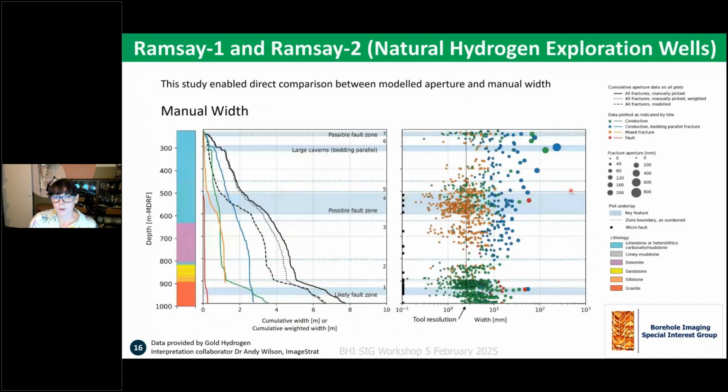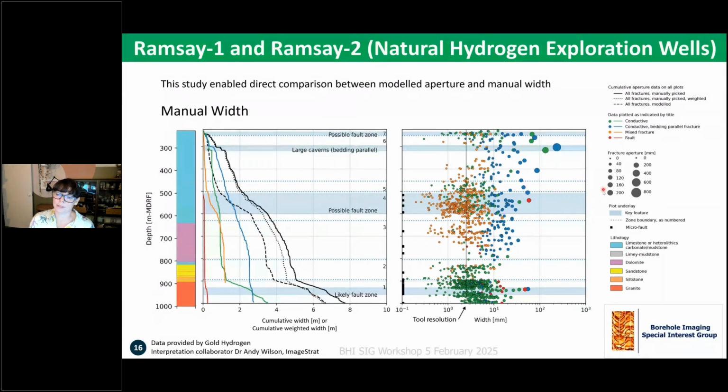So you're going to see two plots on the same scale, manual width and modeled aperture of the same data. Thanks to Gold Hydrogen for letting us share this. Dr. Andy Wilson and myself worked on these wells. They're natural hydrogen wells. And so we're looking here at a cumulative width. Don't worry about the dashed weighted lines right now. Cumulative width in the black and the modeled in the dashed line. And so you see the modeled in general is much smaller.